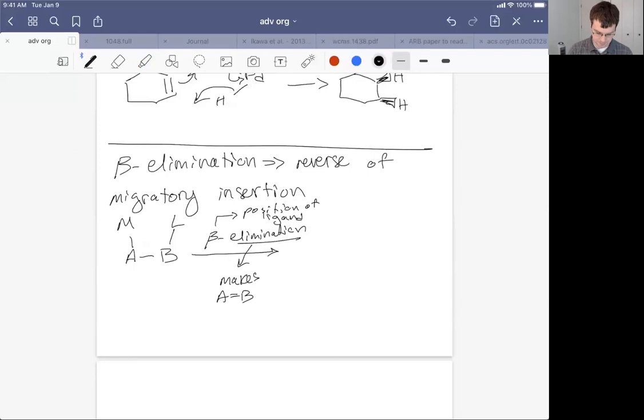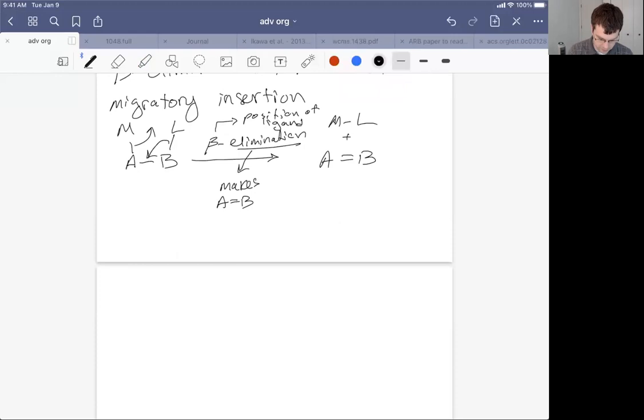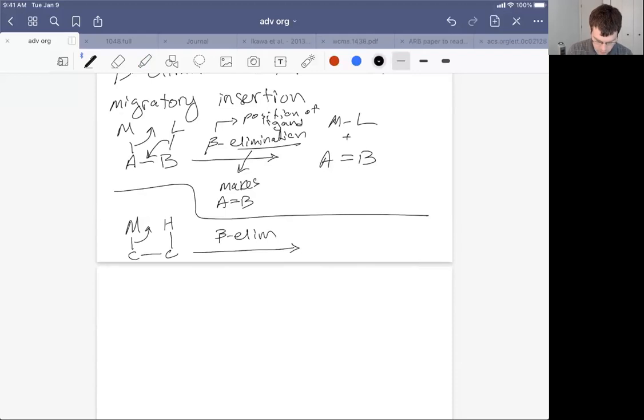Okay, so here, we're going to take our arrows in the opposite directions that we did for the migratory insertion to form A, B double bond plus M single bonded to L. Okay, so this is a reverse reaction. There are some interesting examples of this, but one that comes to mind is you typically have, if you've got some metal bound to a carbon and a carbon, and you have a hydrogen next door, you can actually form an alkene through beta elimination, where you form a metal hydride and you convert a singly bonded system into a pi bond.